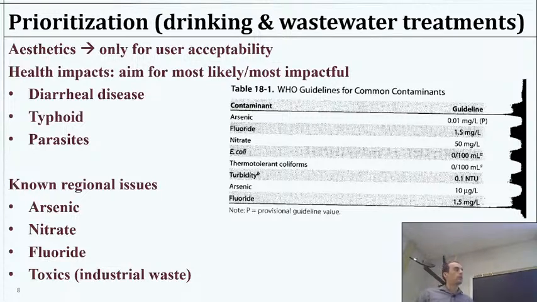Okay, so how do we prioritize these? And we've kind of already mentioned this, but part of it's a triage, right? What's the worst offenders in terms of harm? And also what's the easiest thing to fix?